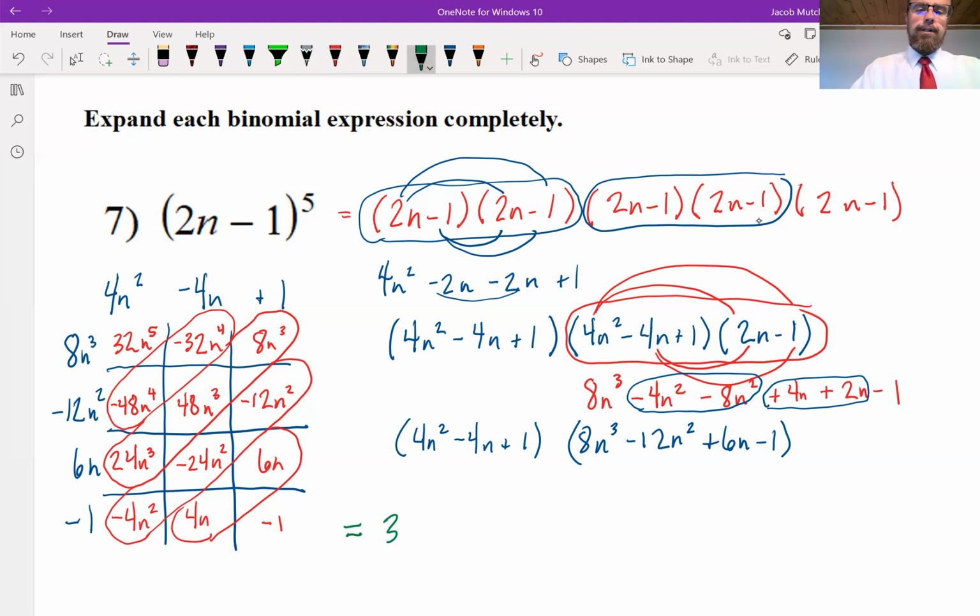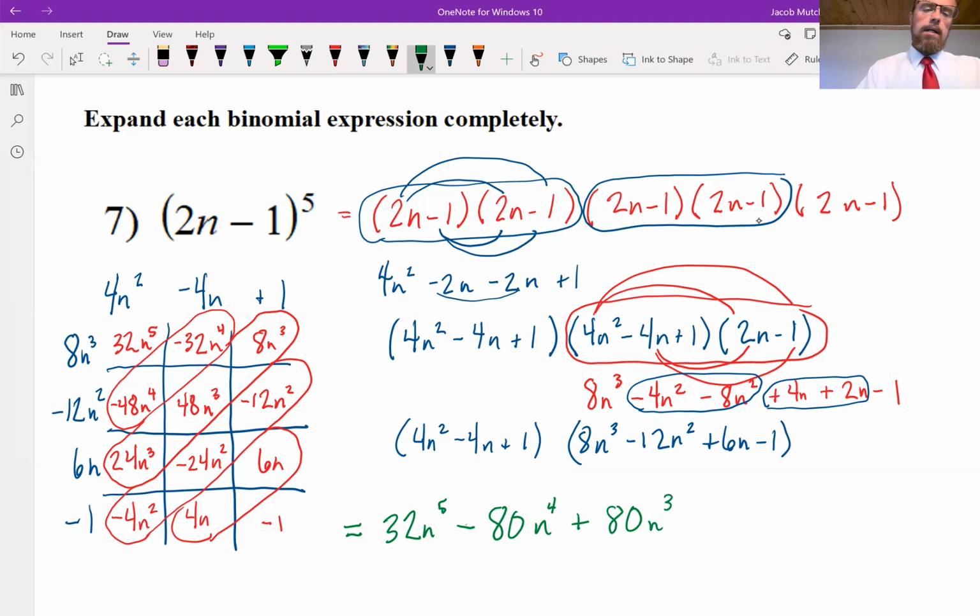So it's going to start 32n to the power of 5. Then I'm just adding up the coefficients in the diagonal. Negative 48 plus negative 32. It's going to be negative 80n to the power of 4. On my n cubed diagonal, I have 3 terms. So I have to add up 24 plus 48 plus 8. And that's going to give me, if I add that all up, 24 plus 8 is 32 plus 48. That's positive 80n cubed.